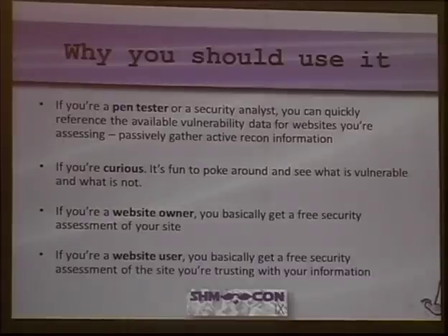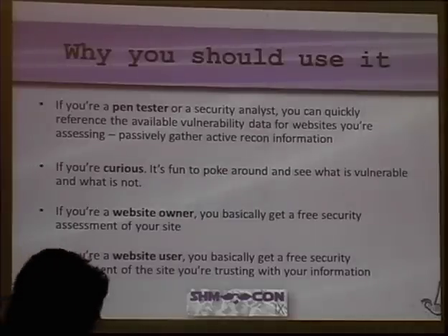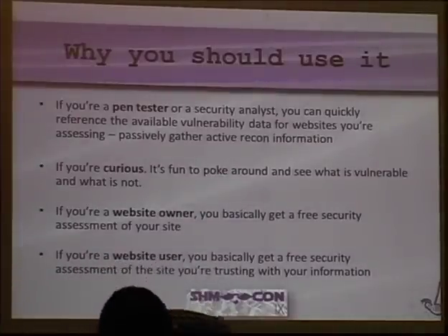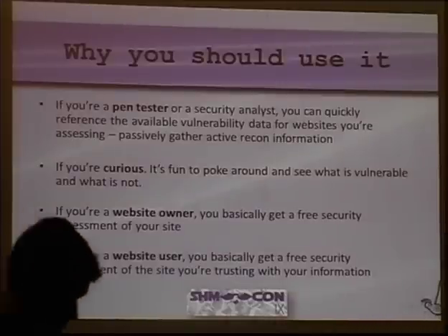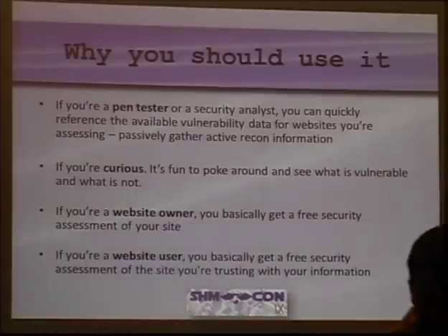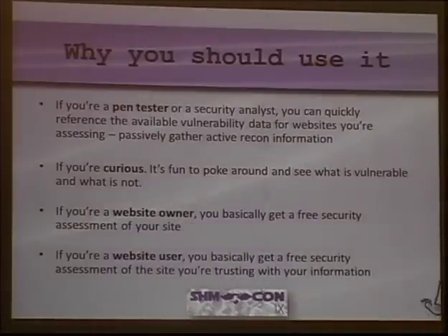Anyway, if you're a pen tester or some kind of security analyst of any sort, it's a really quick reference for vulnerability data for a site that you're trying to secure. It's what I like to call getting active reconnaissance passively. Instead of actually having to go out and actively scan a site, you can get all this information passively from my search engine. Another way you can use it is if you're just curious. It can be fun to poke around and see what's vulnerable or not, what organizations have good coding practices and good security practices in general, and which ones don't.